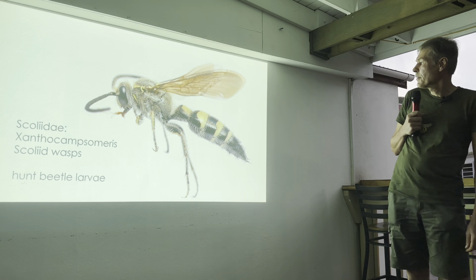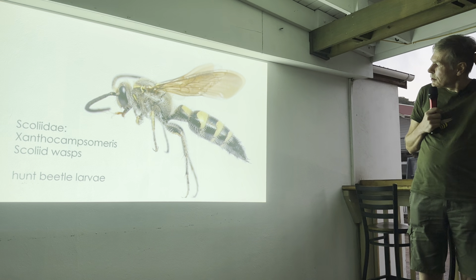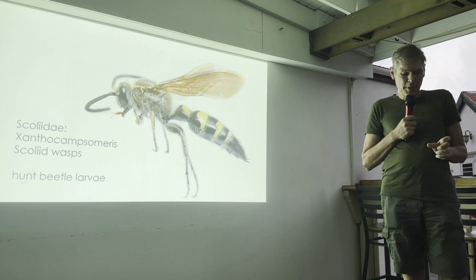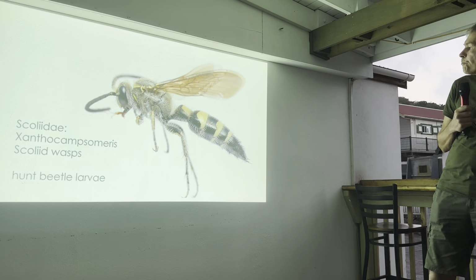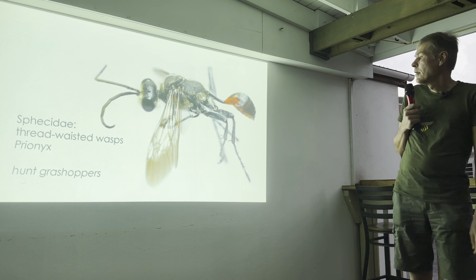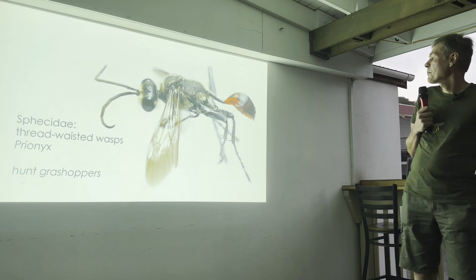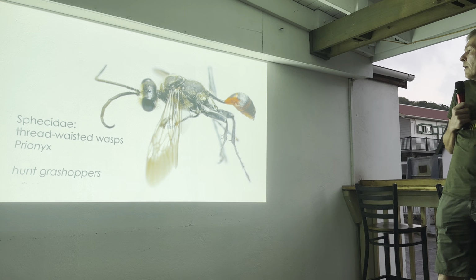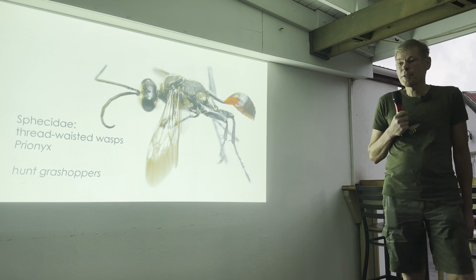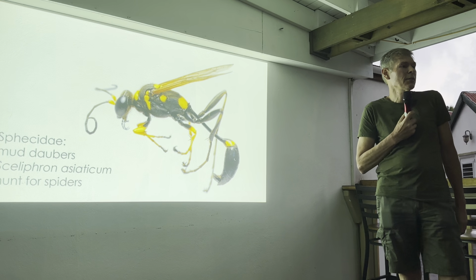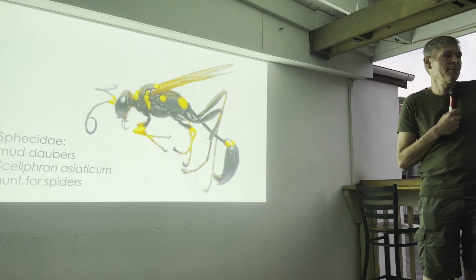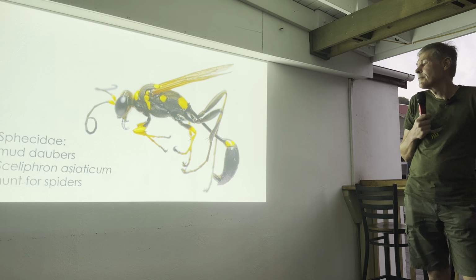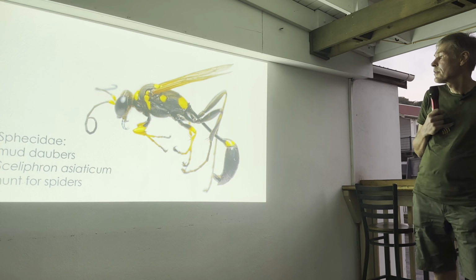We have beetle larvae hunters. I found several of these. These are all quite big wasps, about 2.5 centimeters. Then there are thread-waisted wasps. They hunt grasshoppers. Actually, they hunt everything. Every group of insects, there's a wasp which hunts it. So, this one is a nice one.